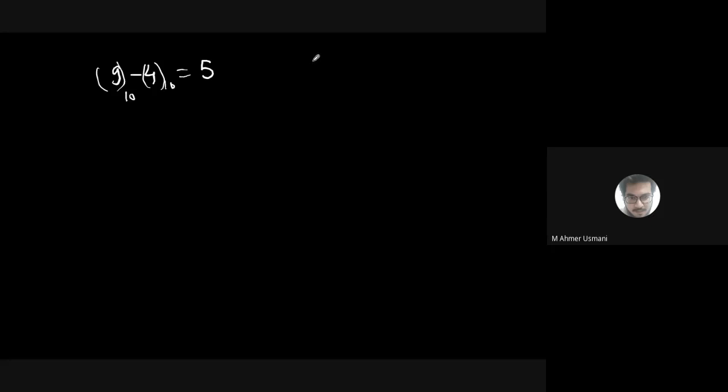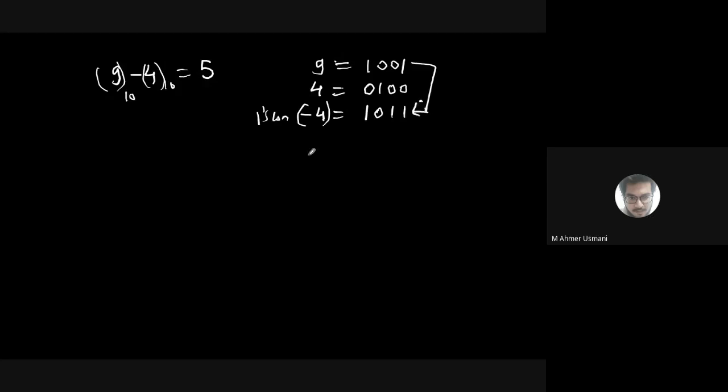So 9 can be written as 1 0 0 1, that is 0 0 0 0 1 0 0 1. 4 can be written as 0 1 0 0. Minus 4 can be written by taking the one's complement. यहाँ पे जो -4 है that is equal to nothing but 1's complement. So how to take 1's complement? 4 का 1's complement लो, क्या आएगा? It will be 1 0 1 1. Now just try to add these two numbers. ये दो number को add करो. 1 0 0 1 and 1 0 1 1. Try to add it.